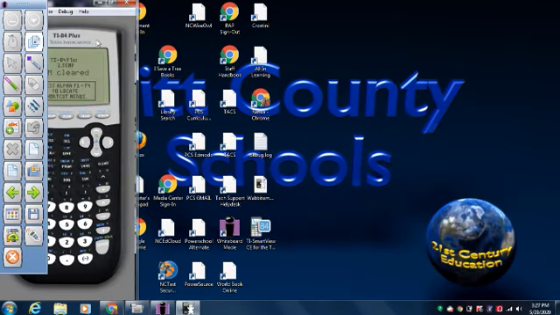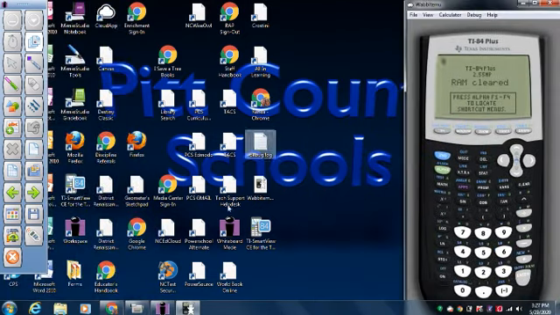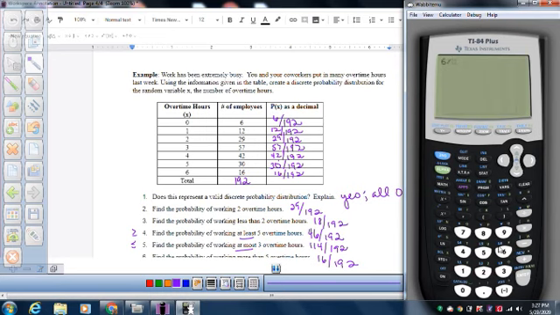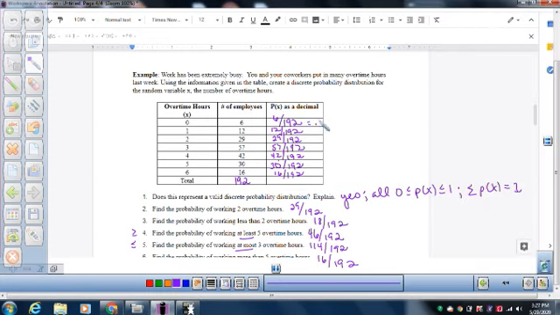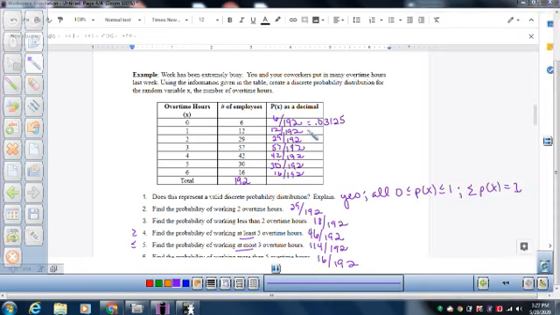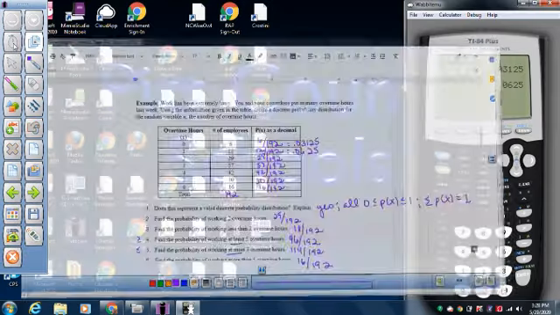There's our calculator. So, like I said, you can change these to decimals instead, and you can do them individually. 0.03125, 12, 0.0625, and so you could have written these answers as decimals instead of fractions, and I'll let you go back and finish that on your own.